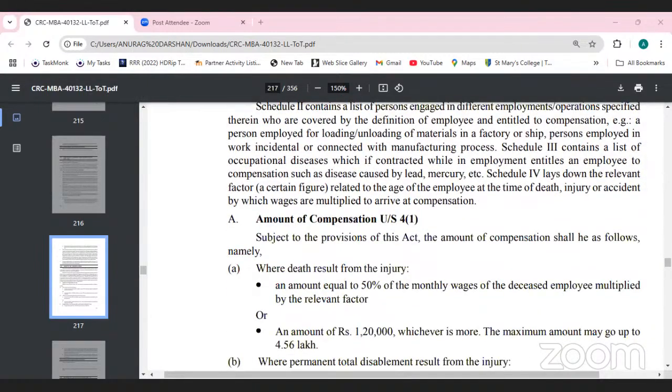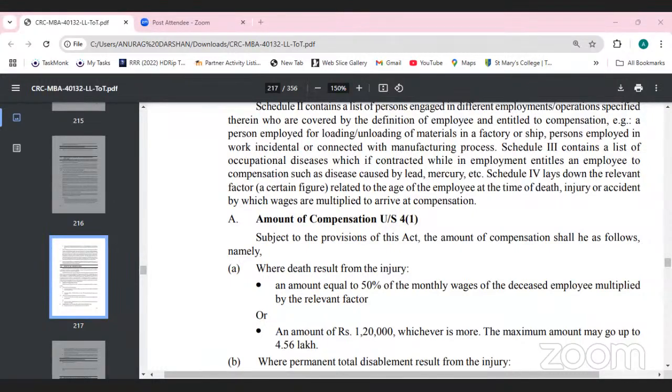Now, what is the amount of compensation under Section 4, subsection 1, where the injury results in the death of a person? An amount equal to 50% of the monthly wages of the deceased employee multiplied by the relevant factor, or an amount of rupees 1,20,000, whichever is more.